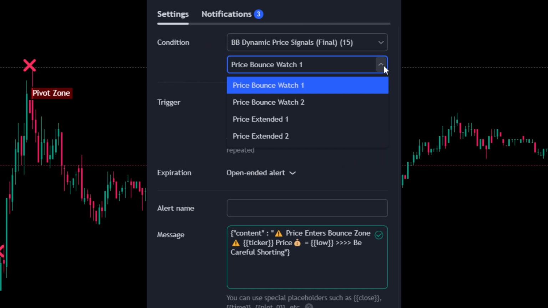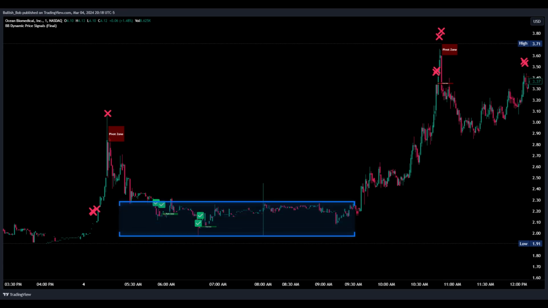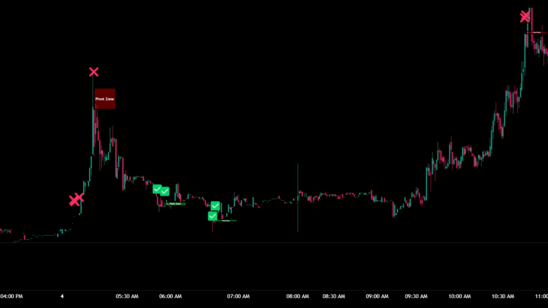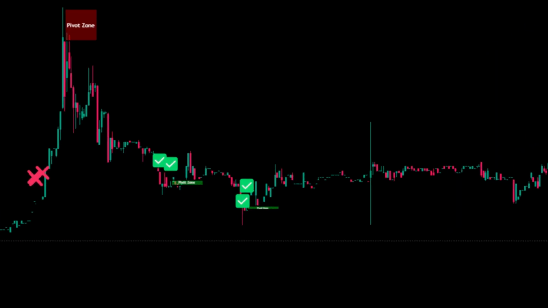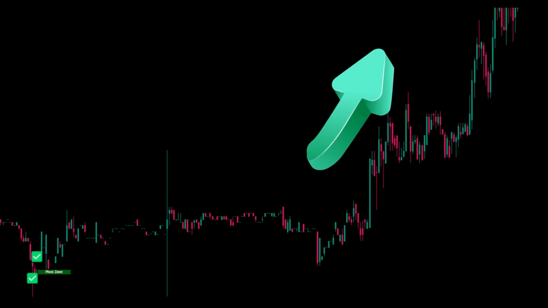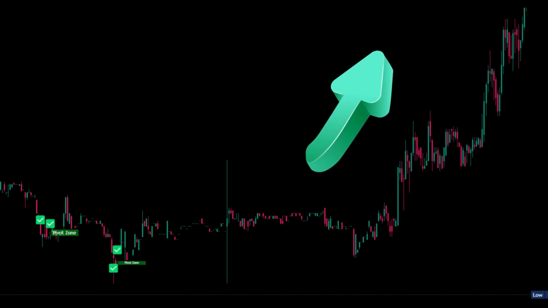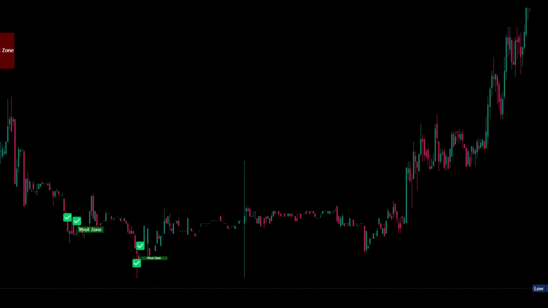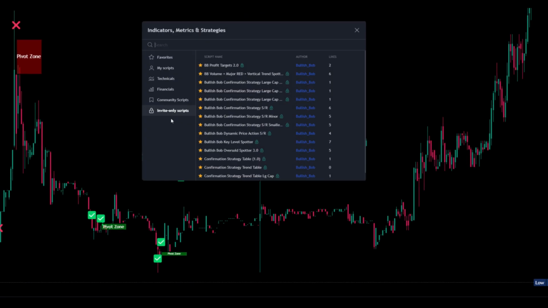Did I mention this indicator has a built-in function to look for bounce watch areas in real time? Oh yeah. Set the bounce watch 1 and 2 alerts and watch the magic happen. This indicator is available today in our custom indicators library. Go to invite only scripts and select BB Dynamic Price Signals to add this to your chart.